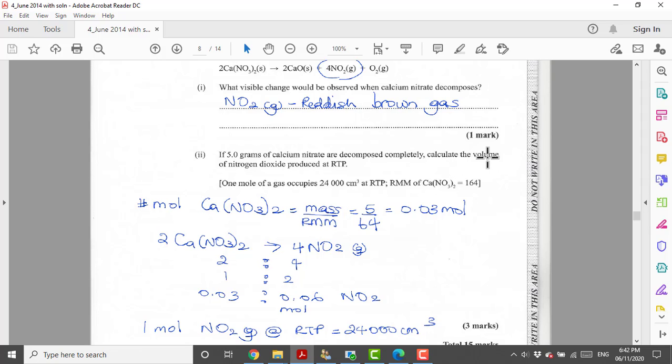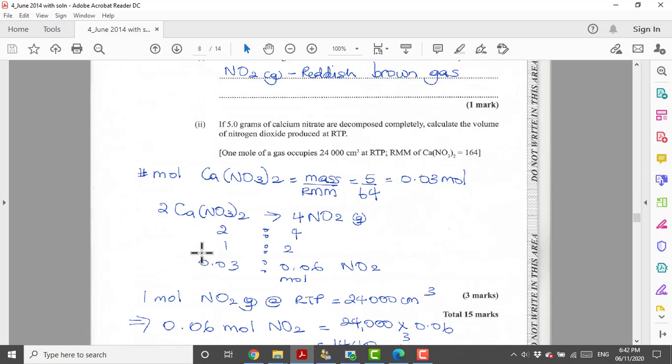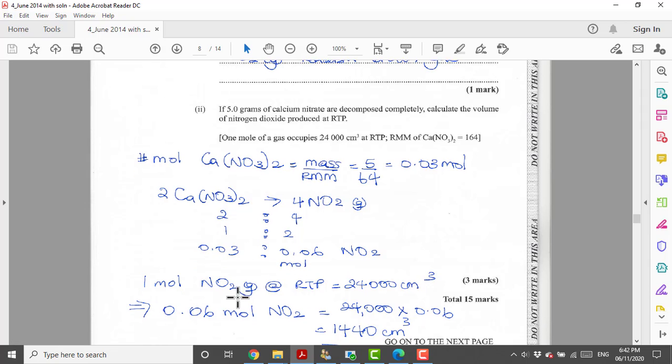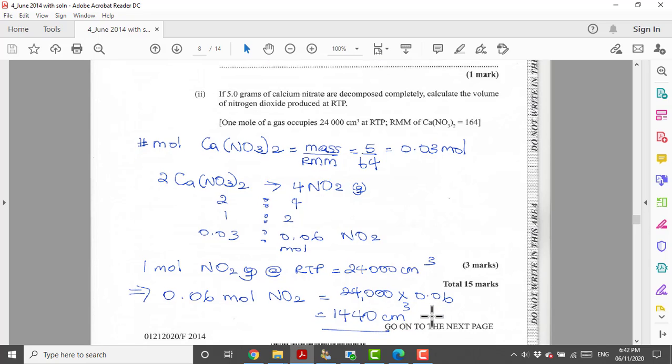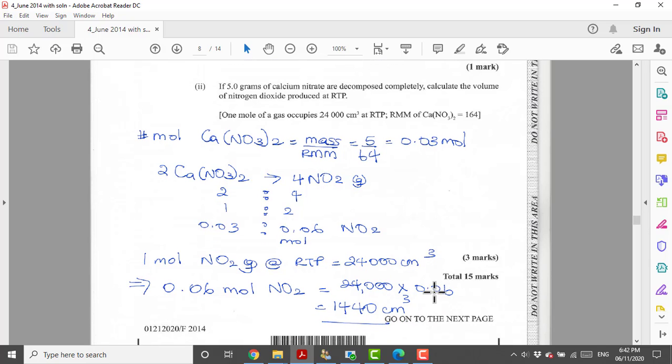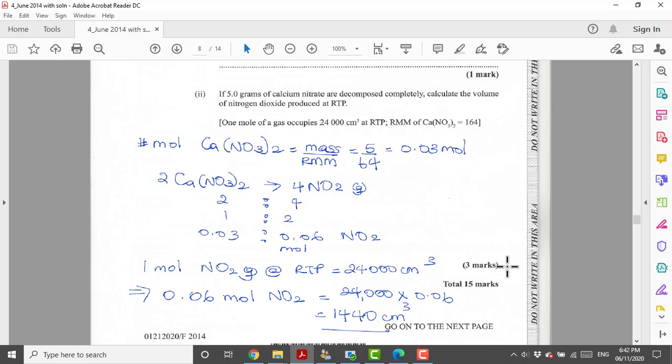Now they are asking us for volume. So for volume, we know that 1 mole of any gas occupies a volume at RTP of 24,000 cm3. All right, so we know how much volume it will take up if it's 1 mole. And how many moles do we have? We have 0.06 moles of NO2 gas. So 0.06 moles will form 24,000 times 0.06, which will give us 1,440 cm3. Right? And that was a pretty simple mole calculation. The more you can practice, the better for you. All right? So that is it for number 2.